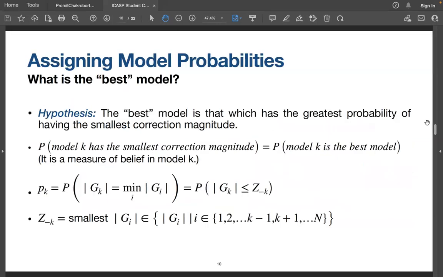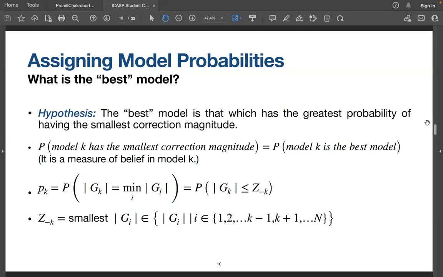Okay, to do the assembly, we need to first assign model probabilities. How do we do this? We do this based on the hypothesis for what is the best model. In our algorithm, our hypothesis is that the best model is that which has the greatest probability of having the smallest correction magnitude. We can extend this to therefore say that the probability assigned to model K is the probability that model K is the best model, which is the probability that model K has the smallest correction magnitude, which is a measure of belief in model K. And this is denoted mathematically in the third and fourth points.